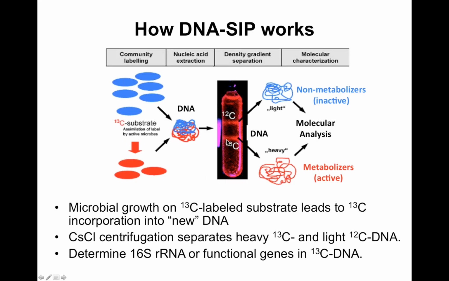We can do something very similar with DNA. In this case, we're adding a C13 labeled compound into a sample, whether we do it in the field or in a microcosm. The organisms that grow on that compound will synthesize C13 DNA. It will reflect the isotopic composition of what it was grown on.